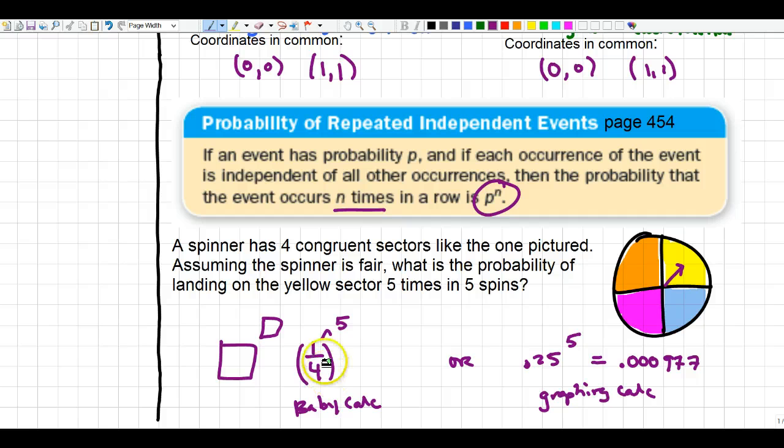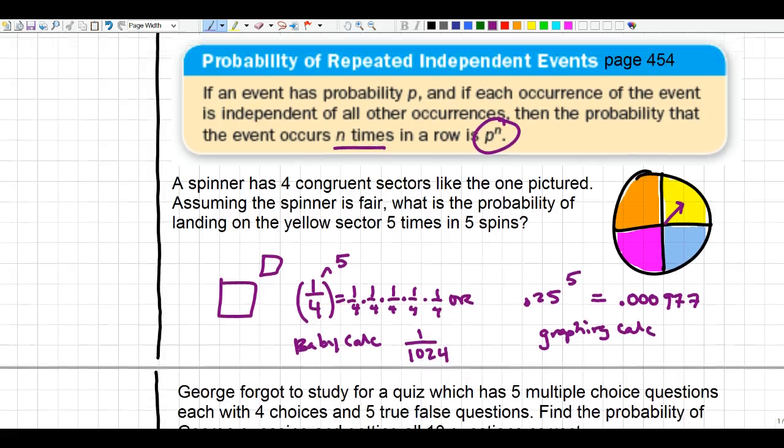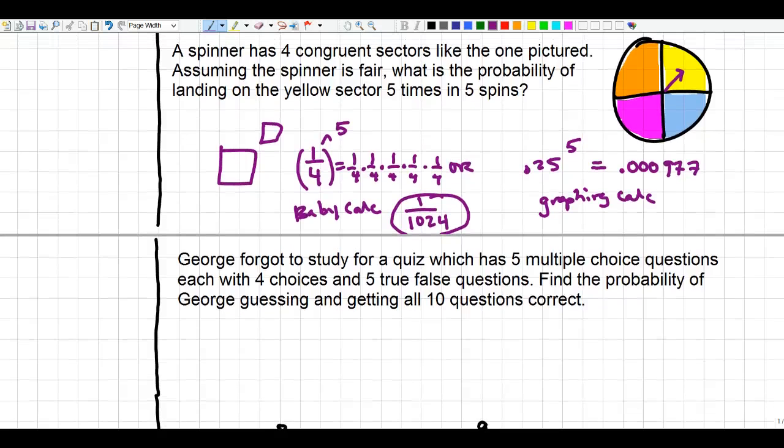When you do it with a baby calc, you'd want to take that fraction and multiply it by itself 5 times. All the 1's on the top are still going to make a 1. And then 4 times 4 times 4 times 4 times 4, you'd want to figure that out on the baby calculator very carefully. When you do that, you get 1024. So depending upon what tools you're allowed to use, you could answer it with a decimal or a fraction answer. Let's try another one similar to that.